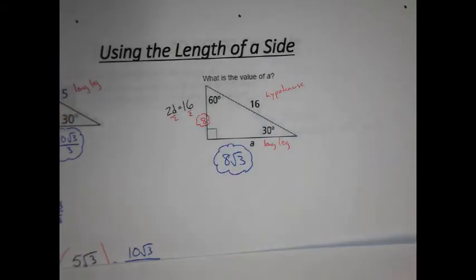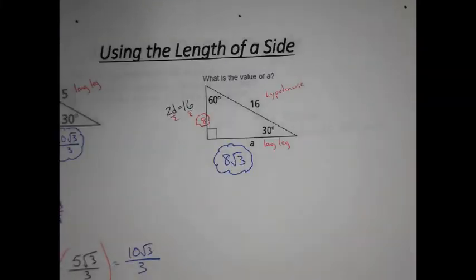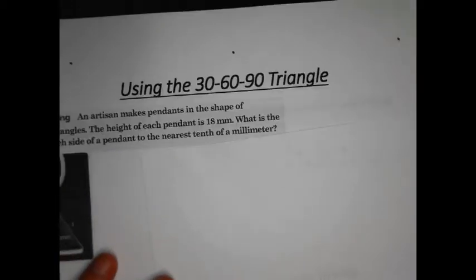Okay, so make sure that you are understanding everything from the note through this example. Okay? All right, 30, 60, 90 triangle. Fun stuff. Let's practice some more.